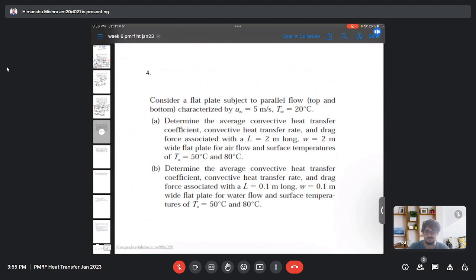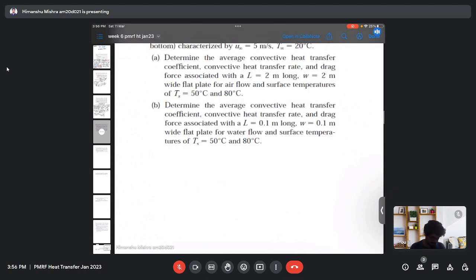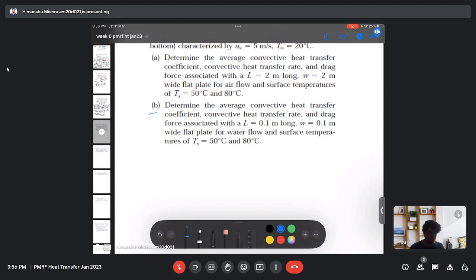And we need to determine the average convective heat transfer coefficient, convective heat transfer rate, and drag force associated with a 2 meter long, 2 meter wide flat plate for air flow and surface temperature of 50 degrees Celsius and 80 degrees Celsius. So in both the questions we have been given the same, we need to find the same thing. Only in the second part the dimensions are changing and there is a change in the fluid also. So in the first part there is air flow, and in the second part there is water flow with change in dimensions.